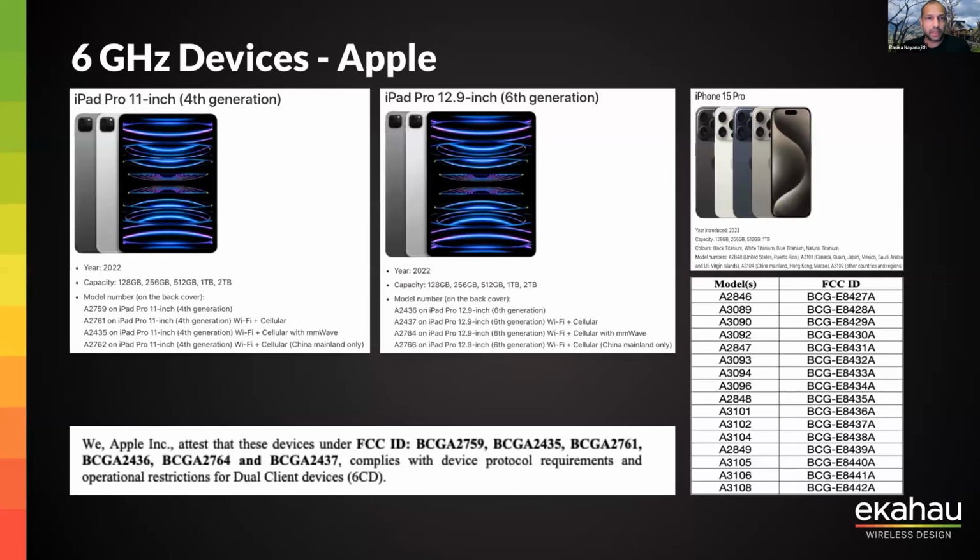And if you look at Apple as well, I think Apple started supporting 6 gigahertz recently. So their iPhones, like the iPhone 15, started supporting 6 gigahertz. If you look at the FCC website, for Apple it is relatively easy to find out. Their product number is closely matched with the FCC ID. In that way, you can easily map. I have shown some examples here.